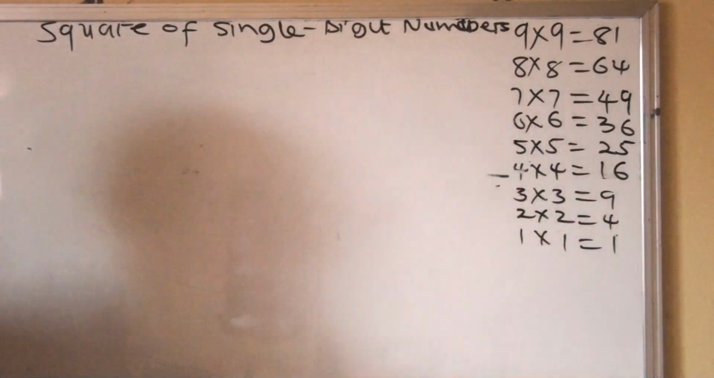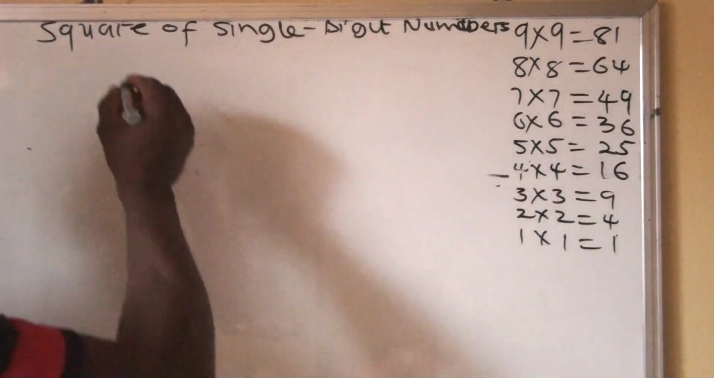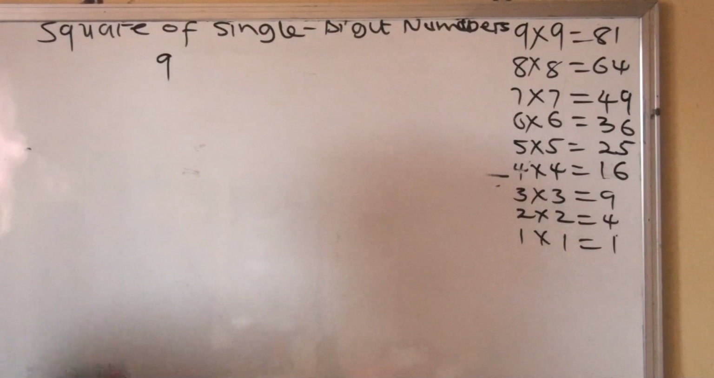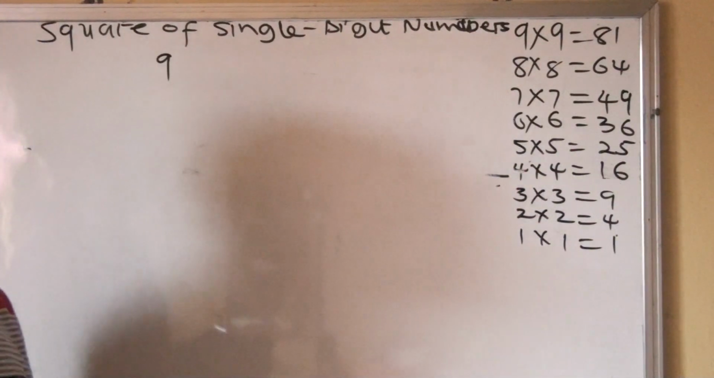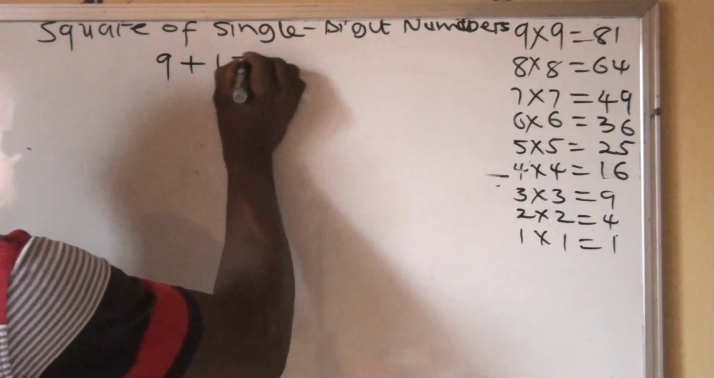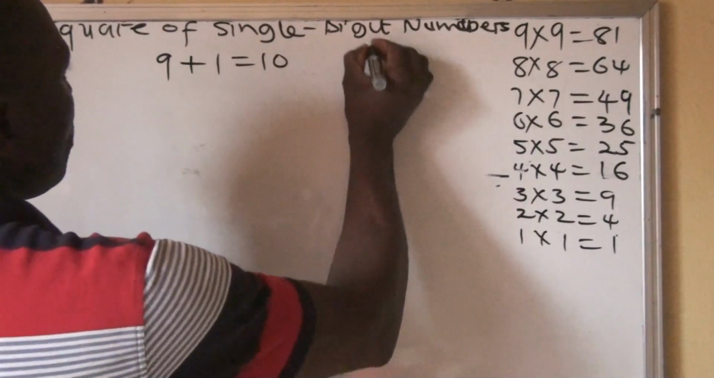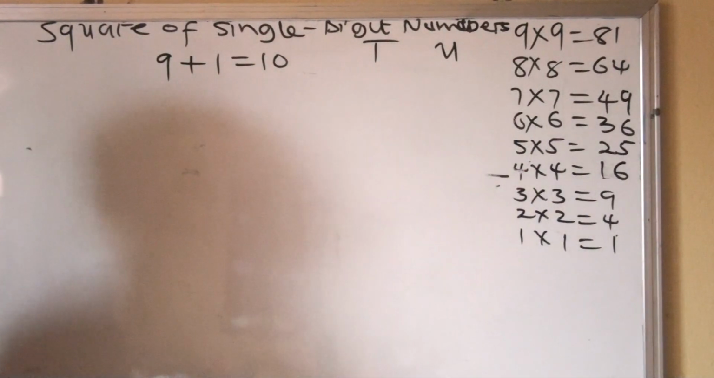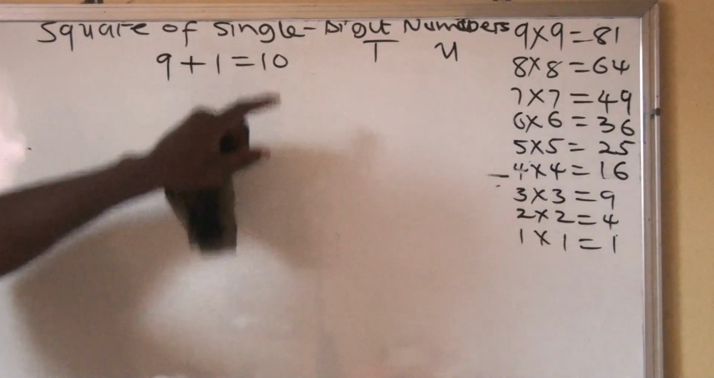Here, what we usually do if we want to find the square of 9, we look for a number that we need to add to 9 to make it 10. And what is that number? It is 1. 9 plus 1 to make it 10. So here we put our tens and units.